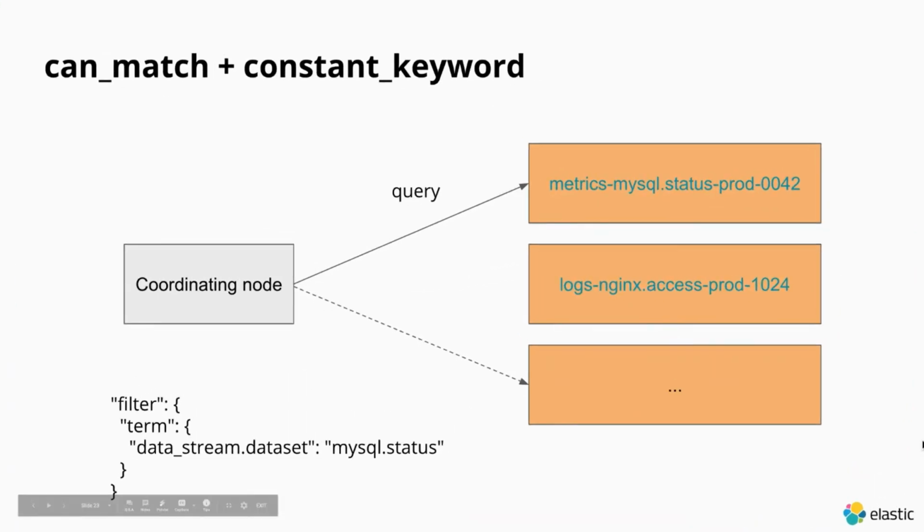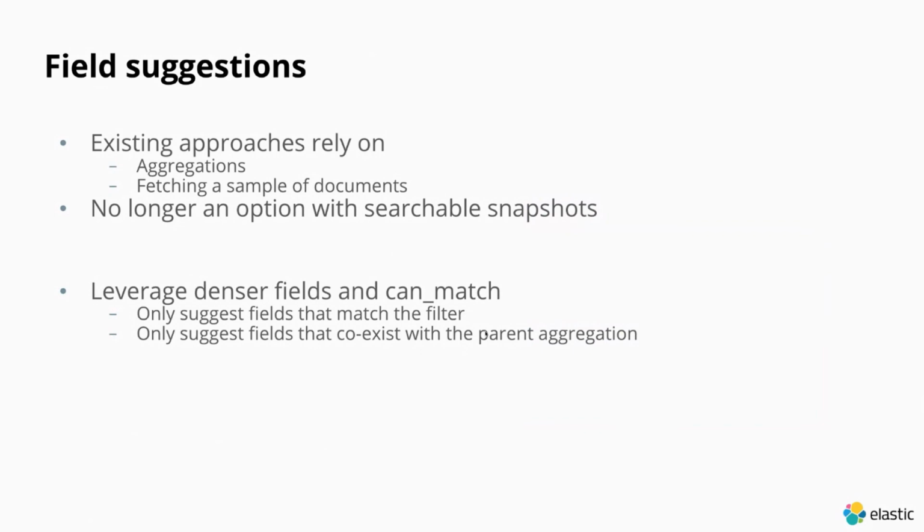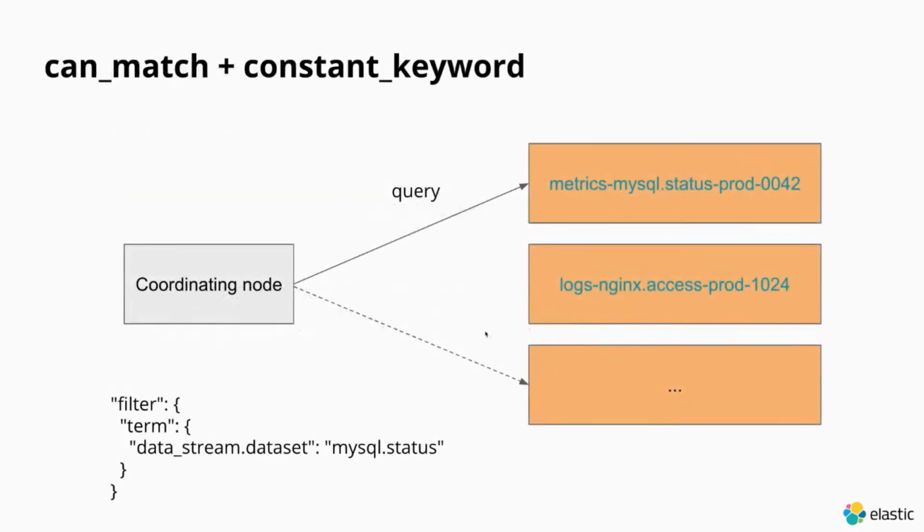So Elasticsearch is not even going to try to run the query on that index. It's simply going to ignore it. And that way it runs much faster than if you had run the same query on a monolithic Metricbeat or Filebeat index.